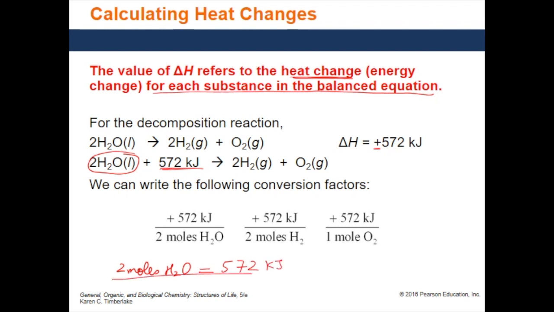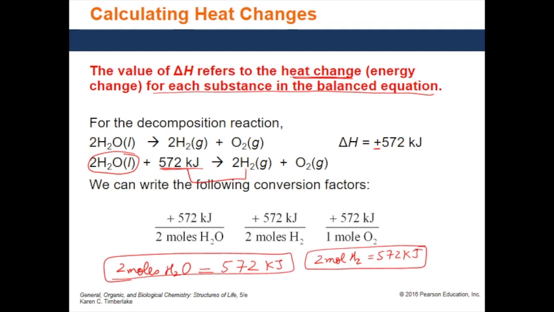Okay, so this is our conversion factor if we are trying to go from moles of water to kilojoules of energy that is needed. Same thing we can do between hydrogen and energy. So for every 2 moles of hydrogen gas produced, 572 kilojoules of energy is used. Similarly, we can make a relationship between oxygen and 572, which is for every 1 mole of oxygen molecule that is being produced, 572 kilojoules of energy is absorbed.